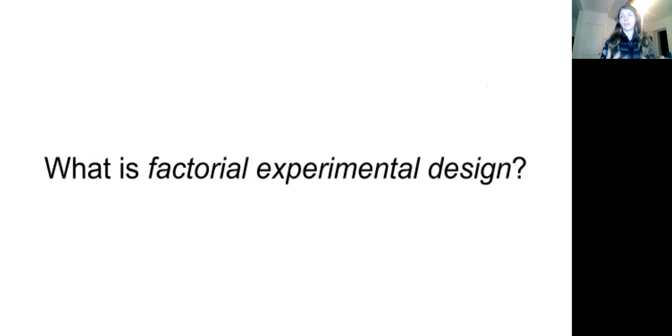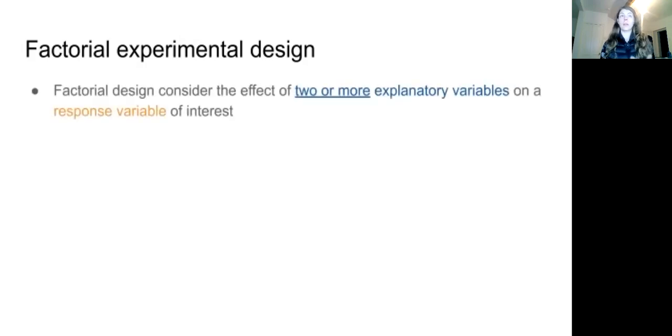So what is factorial experimental design? A factorial experimental design is generally used to investigate the effect of two or more explanatory variables on a response variable of interest.